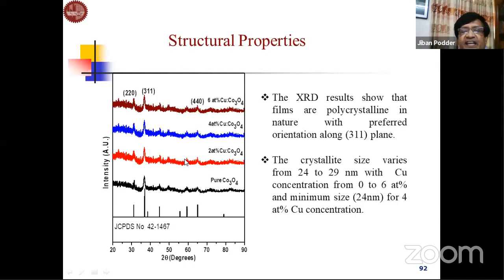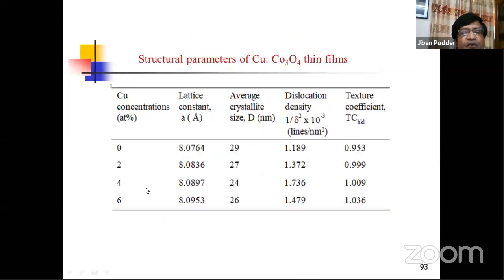The crystallite size varies from 24 to 29 nanometers with a copper concentration from 0 to 6 atomic percent, and the minimum size is 24 nanometers for 4 atomic percent copper. So the size varies from 24 to 29, and the minimum is 24, found for 4 atomic percent. You see the values are 24, then 29, 27, 24, and 26. So this is suitable, and we also observe that from the SEM image, dislocation and texture coefficients.